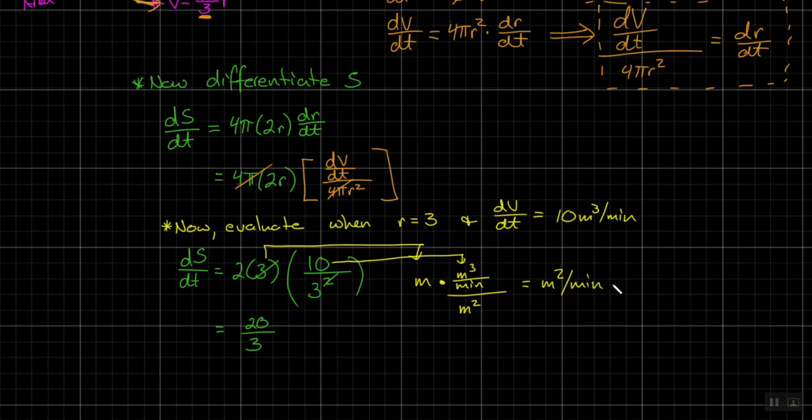Per minute. Is this how area should be expressed? Yeah, area is meter squared, the time is per minute. So this is a change. So I'm cool with that. I've convinced myself that at least our units didn't get goofed up, so we must be all right.